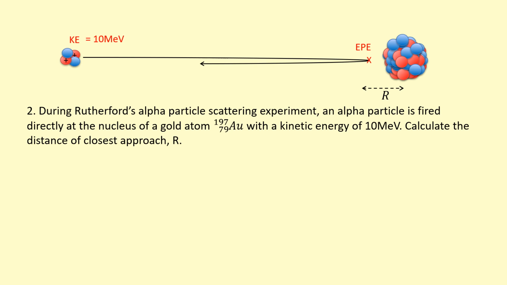So all that kinetic energy is turning to electric potential energy. So let's turn that kinetic energy into joules first. So start with 10 mega electron volts, times it by 10 to the 6 to get electron volts, get rid of the mega there, and then times by the charge of an electron to turn into joules.